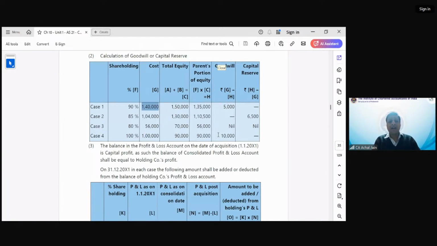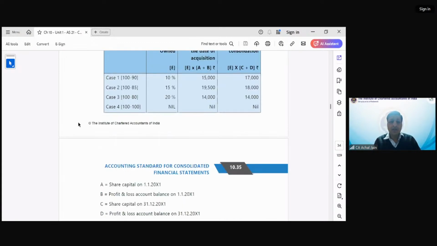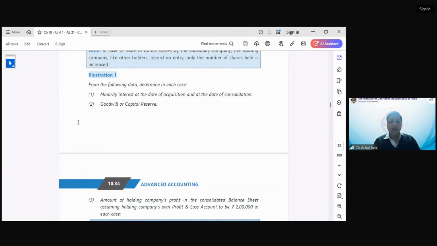See, in the third part, you are required to show the amount of the reserve and surplus which will be taken to the balance sheet. Okay, so now let's move on to this third part. Amount of holding company's profit in the consolidated balance sheet, assuming holding company's own profit and loss account was 2 lakh.